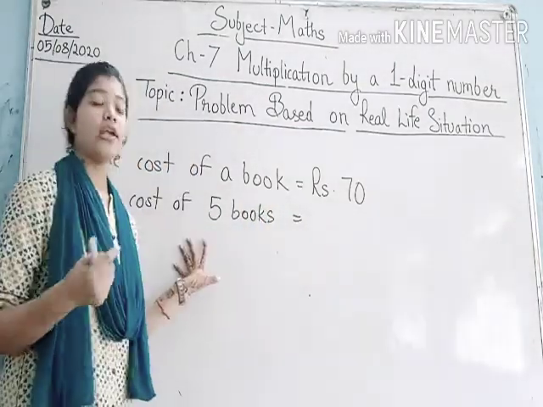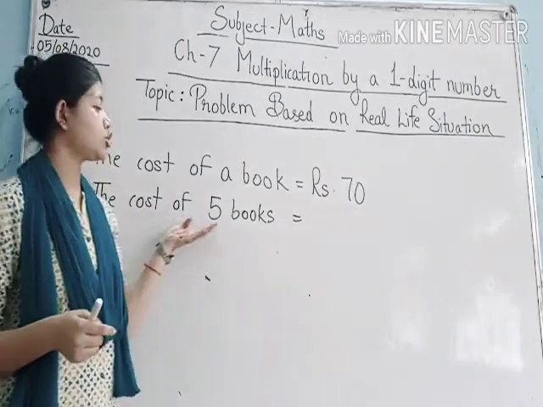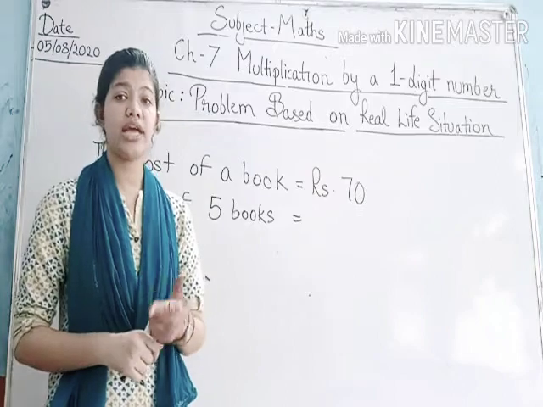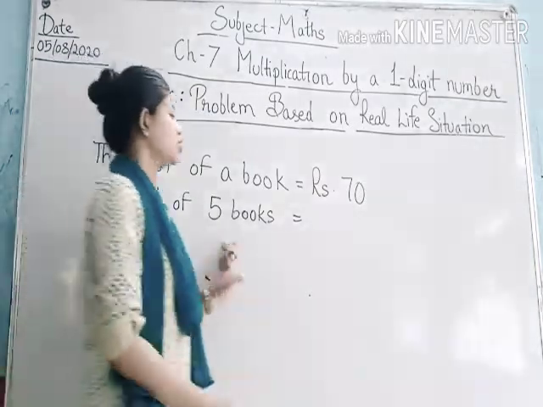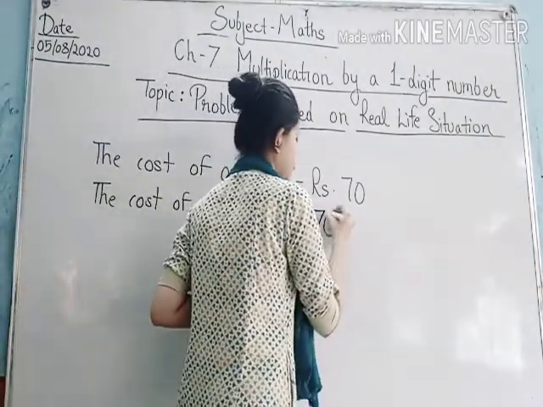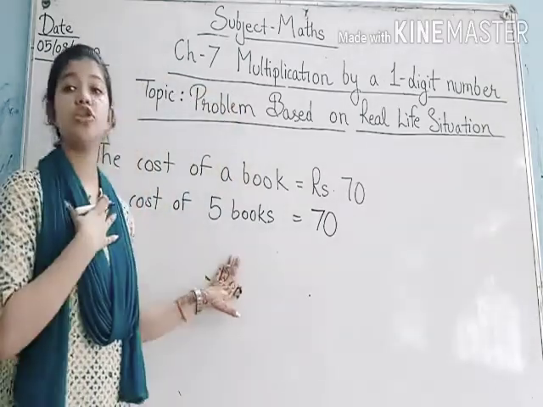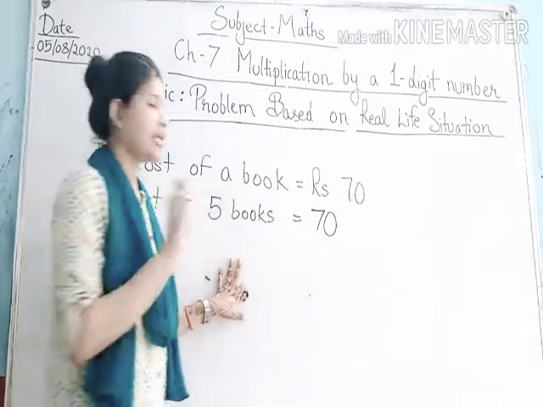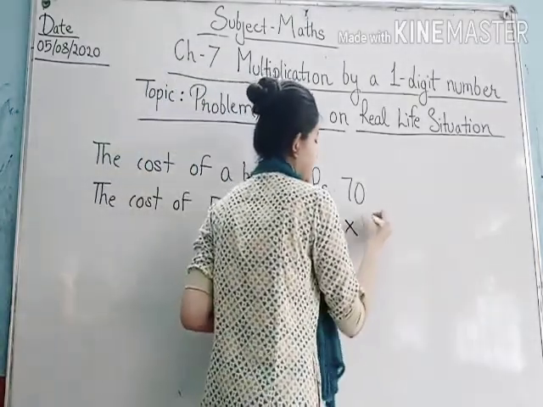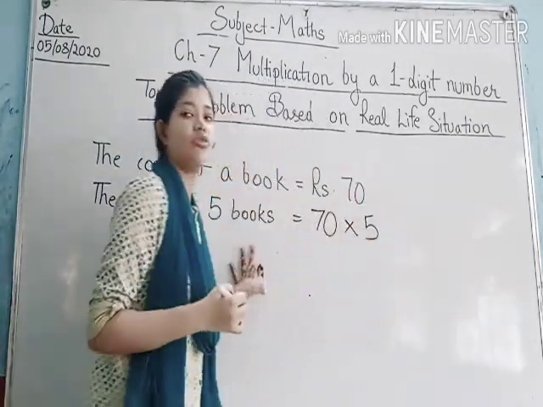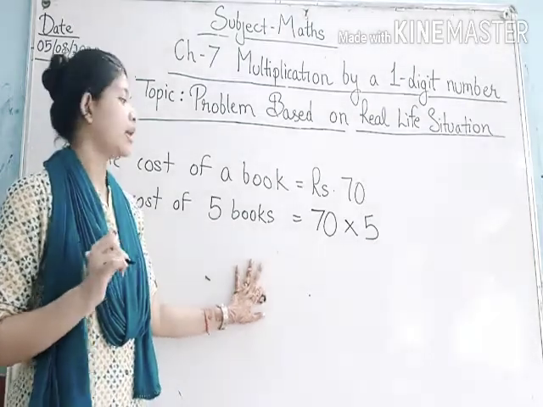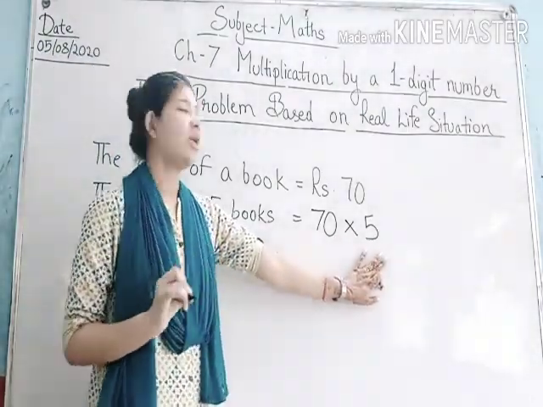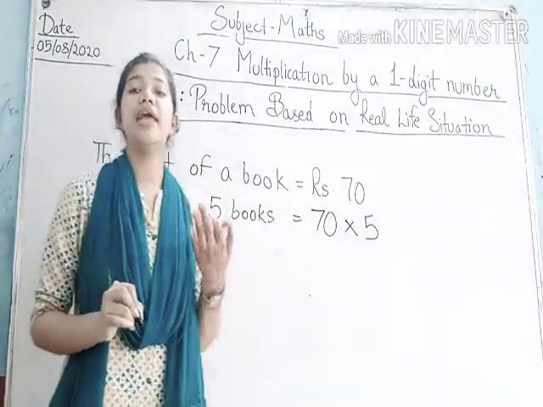Now see, we have to find out the cost of 5 books. Now students, we know the cost of one book, that is rupees 70. So we will write 70, and how many books do I want to buy? 5. I want to know the cost of 5 books. So I will multiply 70 with 5. Okay, clear? Now 70 by 5. Clear? Now what will be the next step?